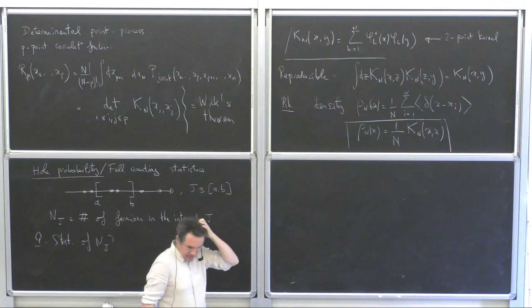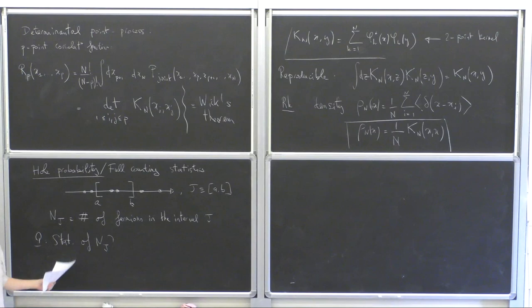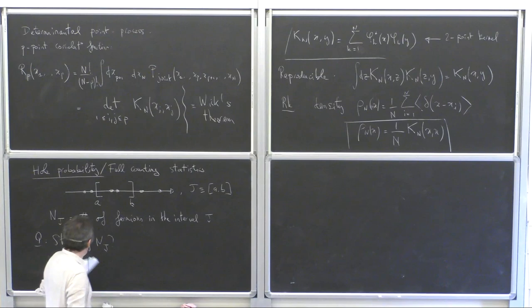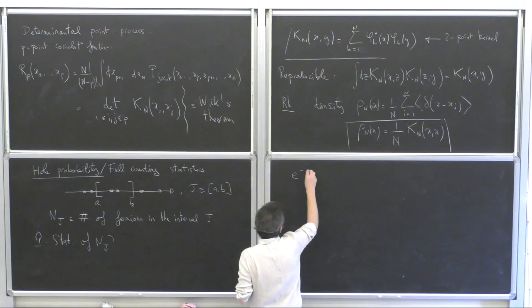So that's where we are, and now we want to do some computation. I want to present you some computation and explain how to compute this object. So how to get the statistics of NJ. To get the statistics of NJ, the good quantity to look at is actually its generating function. So the object that I want to look at is this guy.